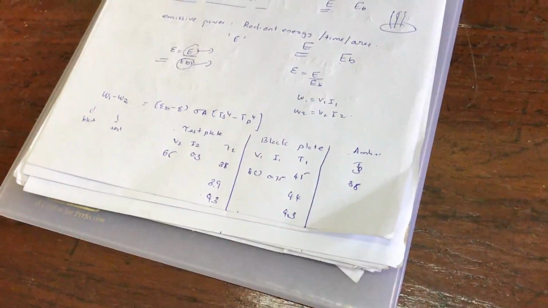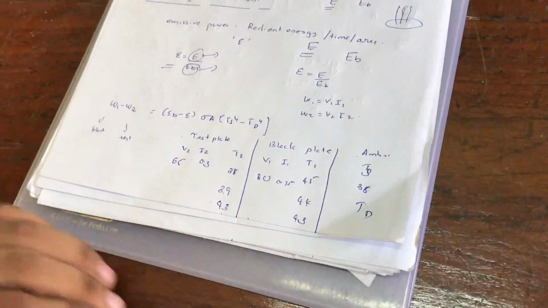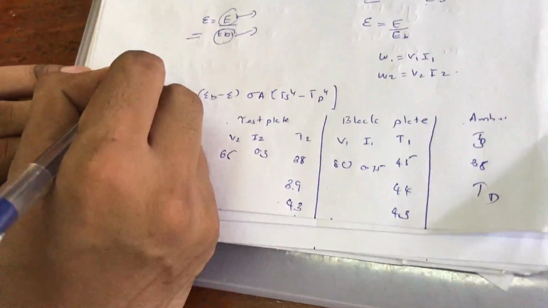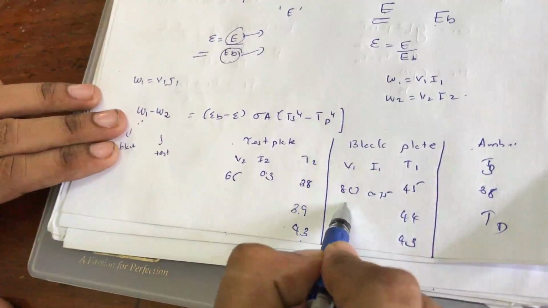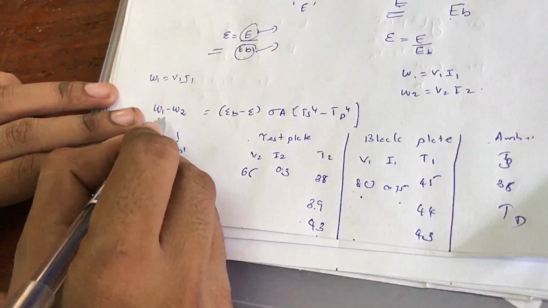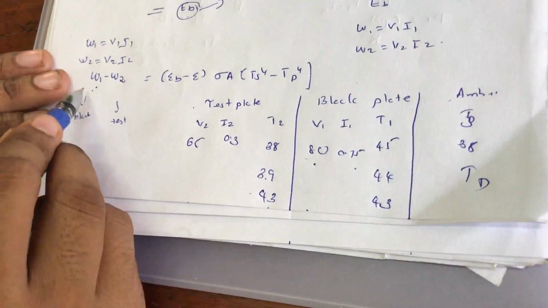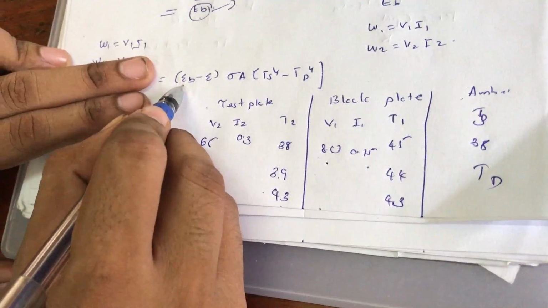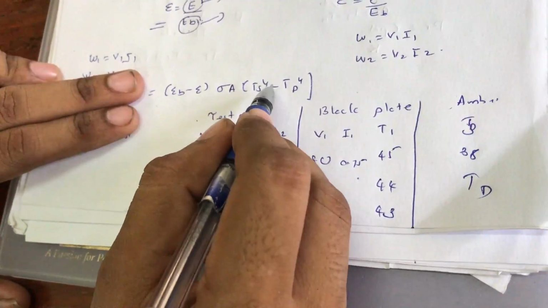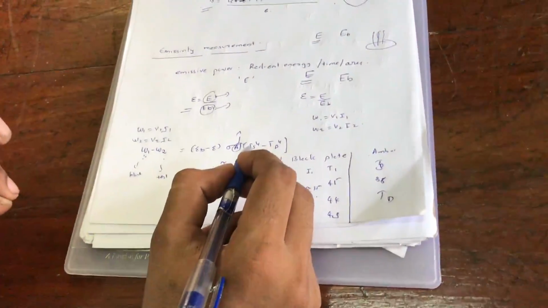That is the surface temperature Ts, and this is the ambient temperature, which we can call Td. Here W1 is V1 into I1. We have already obtained V1 and I1, representing voltage and current for the black plate, and W2 is V2 into I2, again for the test plate. So W1 and W2, that is equal to (epsilon B minus epsilon) into sigma into A into (Ts raised to 4 minus Td raised to 4). Here A is the area of the test plate, and that can be obtained from the specification.